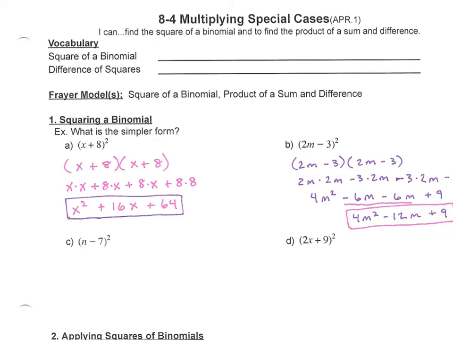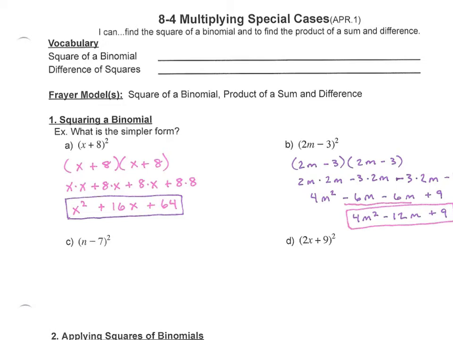Okay, multiplying special cases. We can multiply these binomials the same way we did in the previous section, but when we're able to recognize these special rules, it makes it easier to see the pattern and answer the question much more quickly. What we'll talk about here more specifically will be the square of a binomial and the difference of squares.